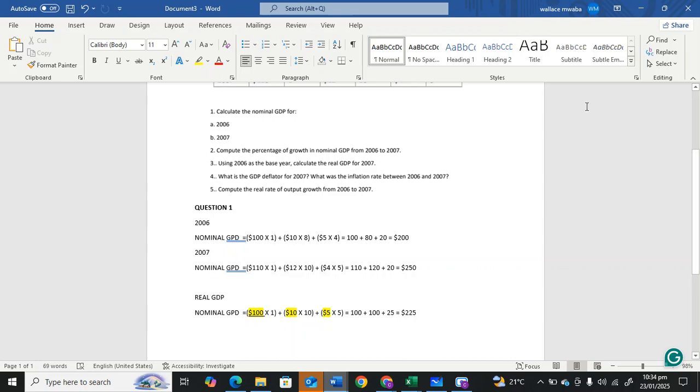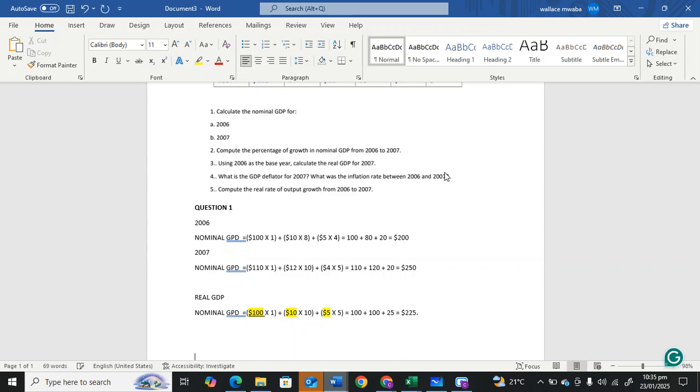Okay. What is the GDP deflator of 2007? So GDP deflator, this is how we measure inflation with the GDP. Again, we'll be using the base year, the year of reference. This is how we're going to calculate the GDP deflator. Then we're going to see what's the inflation rate between 2006 and 2007.